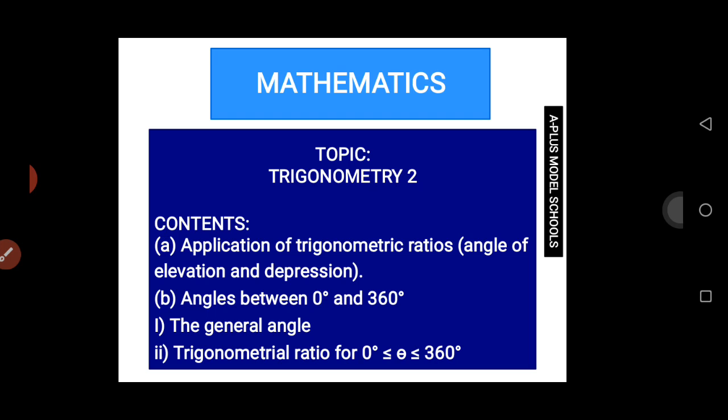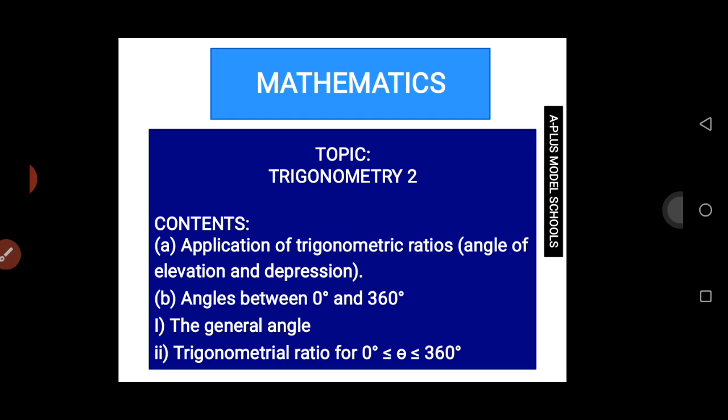application of trigonometric ratios, which is with the use of angle of elevation and depression. So we want to look at the application of these trig ratios. Secondly, we also look at the angles between 0 and 360 degrees. And under the angles between 0 and 360 degrees, we shall be looking at the general angle and trigonometrical ratios for theta greater than or equal to 0 degrees and theta less than or equal to 360 degrees.